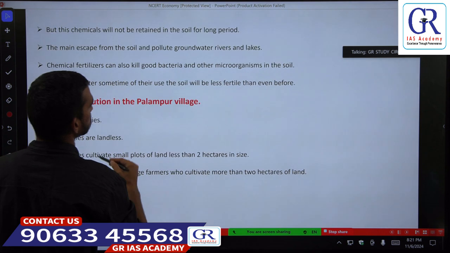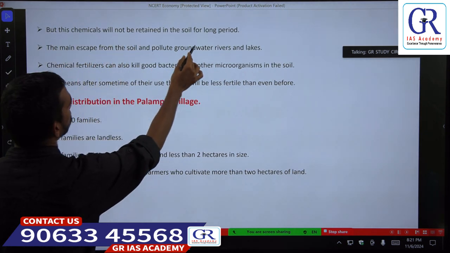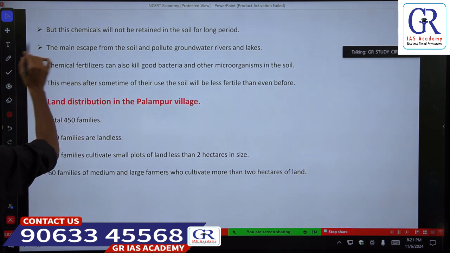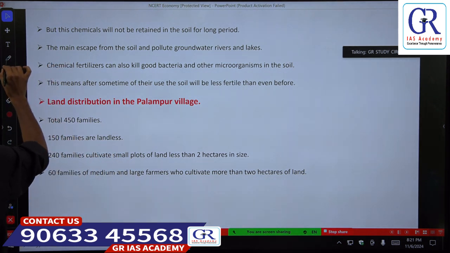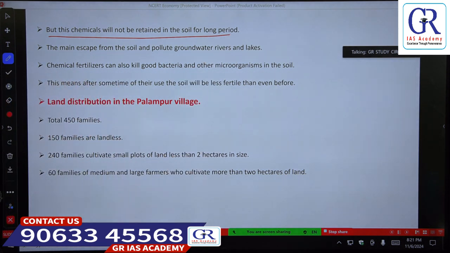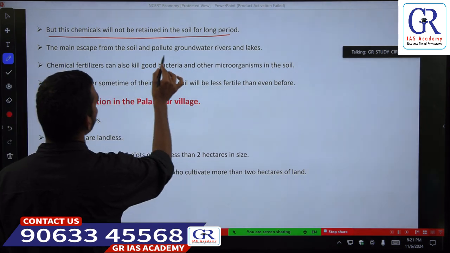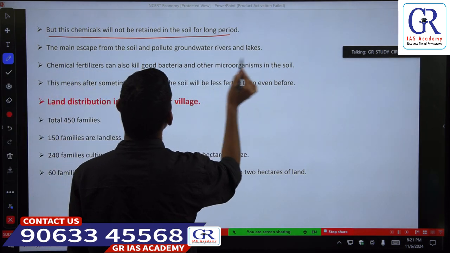Next, these chemicals will not be retained in the soil for a long period. Due to that, soil fertility is going to decrease. They mainly escape from the soil and pollute groundwater, rivers and lakes.